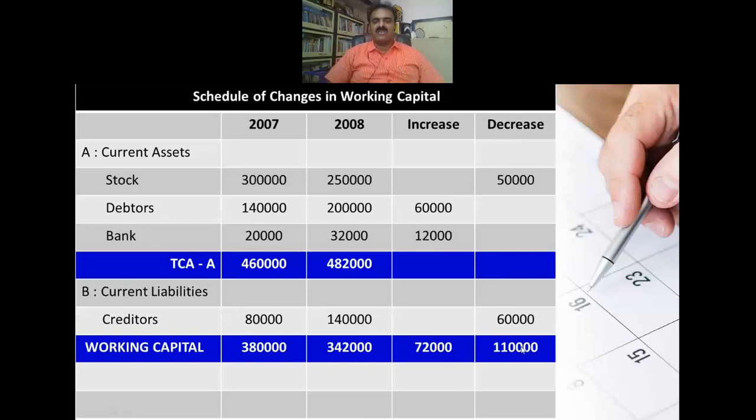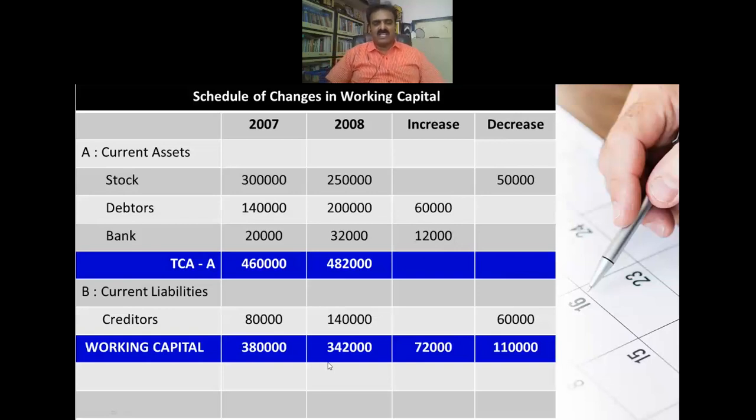Now you have to find out the net increase or decrease. As far as this is concerned, the decrease is higher. Increase is only 72,000, but decrease is 1 lakh 10,000. Therefore, what is the net decrease? Similarly, in the year 2007, the working capital was 3 lakh 80,000. In the year 2008, it has fallen to 3 lakh 42,000. It has come down, which means it is a decrease.